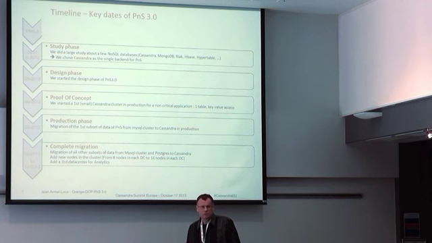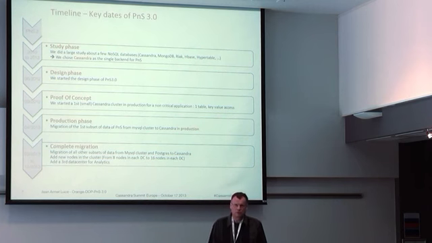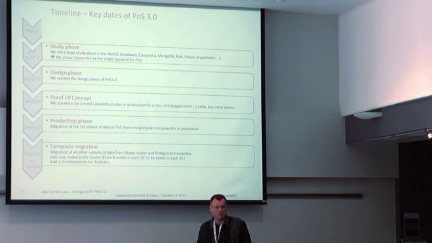In June 2012, we started really our project PNS 3.0. So we started by the design phase. A few months later, we did a proof of concept. So we started the first Cassandra cluster in production for a non-critical application. In April 2013, we started the migration of a first subset of data from our relational database to Cassandra.